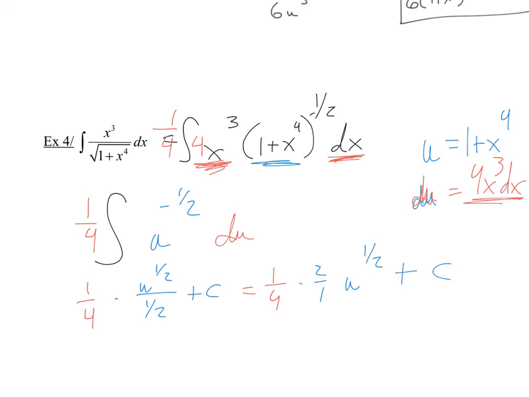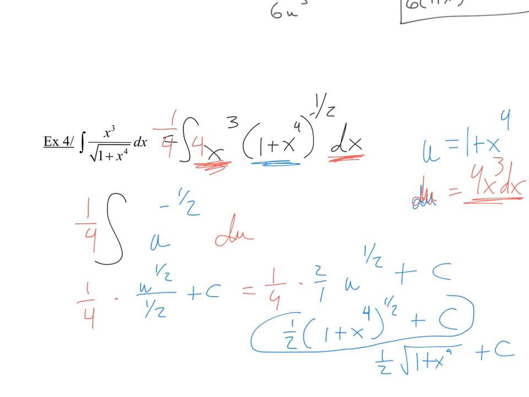And then 1/4 times 2 would be 1/2. So I end up getting 1/2 times my quantity u, which is 1 plus x to the fourth power, to the 1/2 power plus c. There's your answer. Some guys like to write it like this just because it looks cooler. But you could write it either way here. I don't care if it's a fractional exponent or a radical.